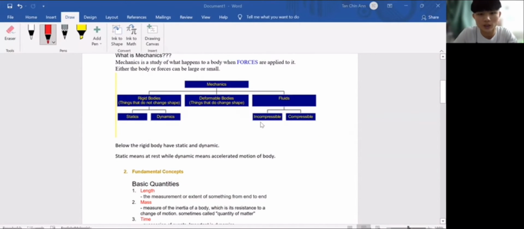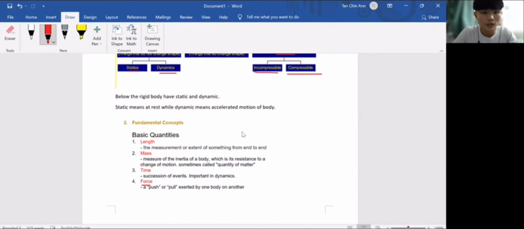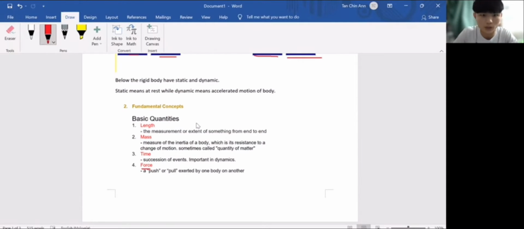Mechanics is separated into three parts: rigid body, deformable body, and fluid. Below the rigid body are static and dynamic. Below the fluid are incompressible and compressible. Static means at rest, while dynamic means accelerated motion of a body.